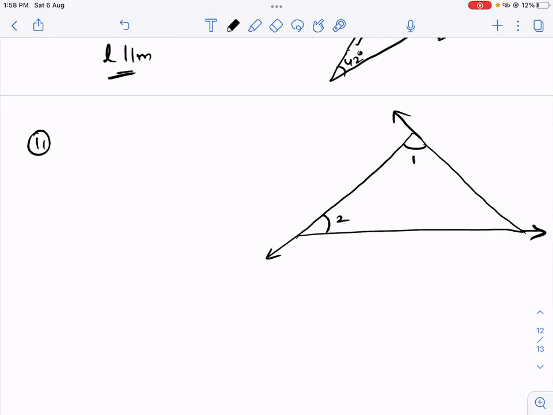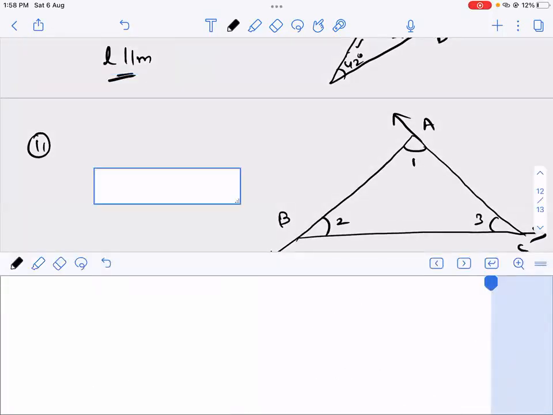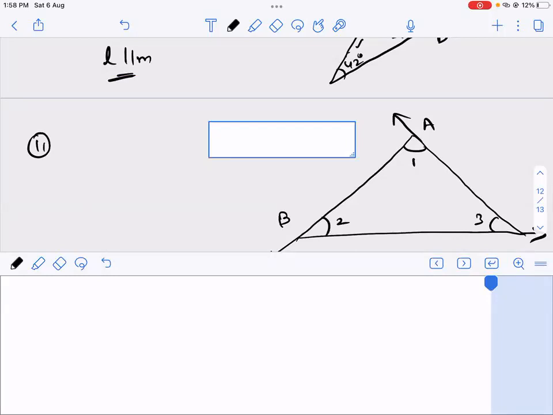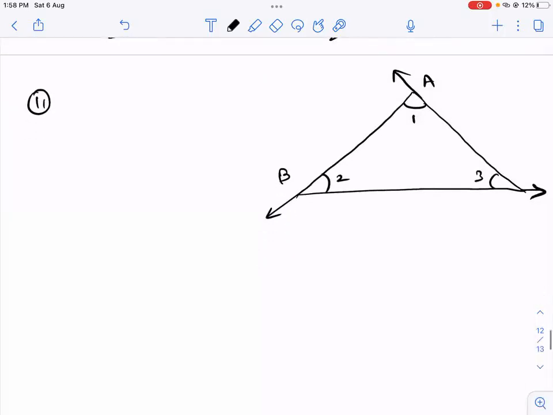This is 1, 2, 3, A, B, C. Now listen, BC, CA and AB are extended. Prove that angle ACD, this is F and this is E. So ACD is this angle. Let me call this as X. BAE, where is BAE? Let me call this as Y. And CBF, and let me call this as Z.